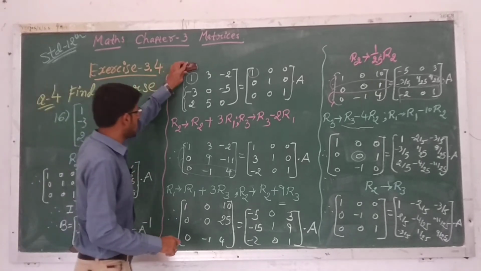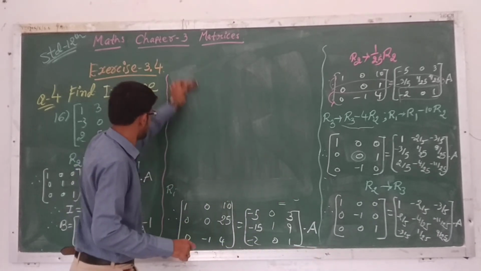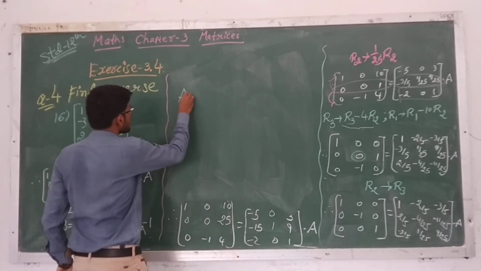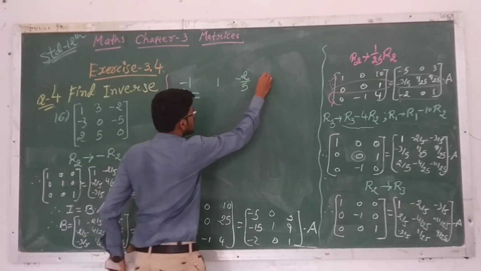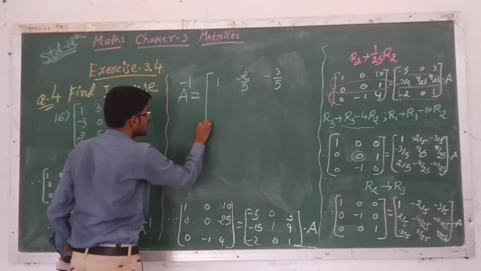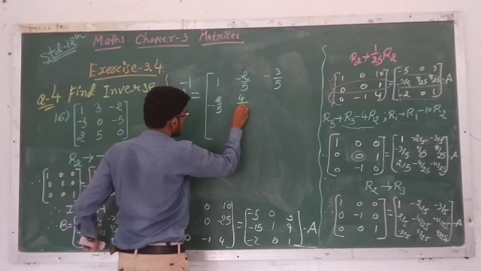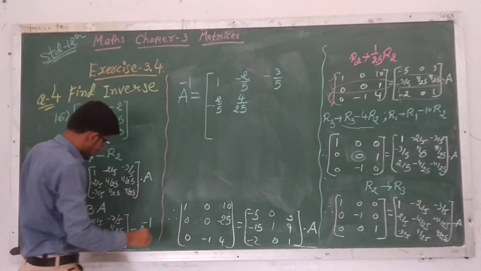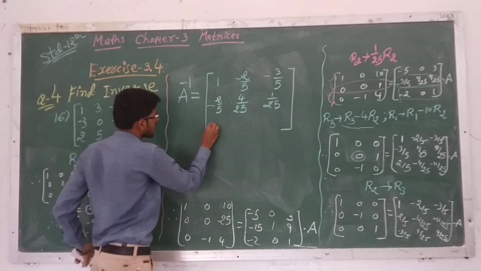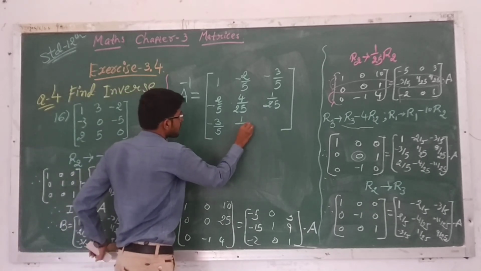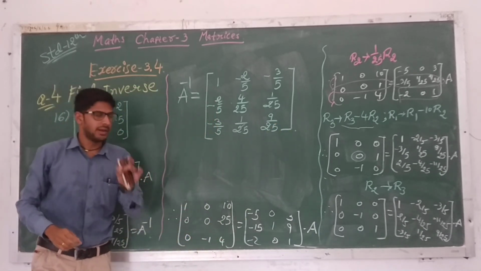So the final answer we have to write down in big writing. Here write down, so the answer will be A inverse is equal to 1 minus 2 by 5 minus 3 by 5, minus 2 by 5 4 by 25 and 1 by 25, and the third row will be minus 3 by 5, 1 by 25 and 9 by 25. Write down, note down.